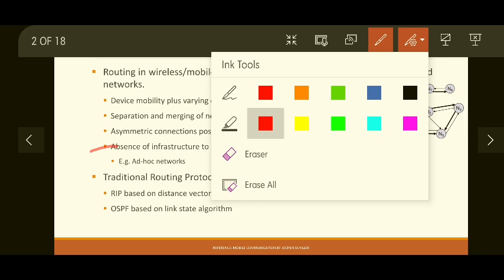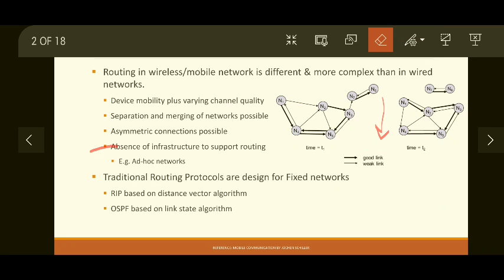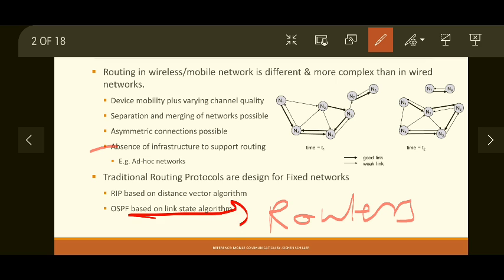What does this mean? That absence of infrastructure. Now, routing protocols in fixed networks are generally implemented by routers. There is a central entity which implements these protocols and decides how a packet will be delivered to a destination. So nodes do not need to worry about how they are going to deliver a packet to the destination. Nodes will simply deliver a packet to the router and the router will deliver it to the destination.